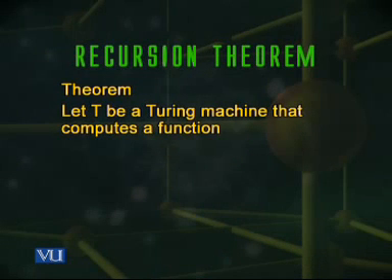Let T be a Turing machine that computes a function from sigma star cross sigma star to sigma star. So how are we supposed to think about this Turing machine T? It takes two inputs. The first input is the description of some Turing machine, and the second input is some data, which for the moment is not going to be very important. And then this Turing machine does something.